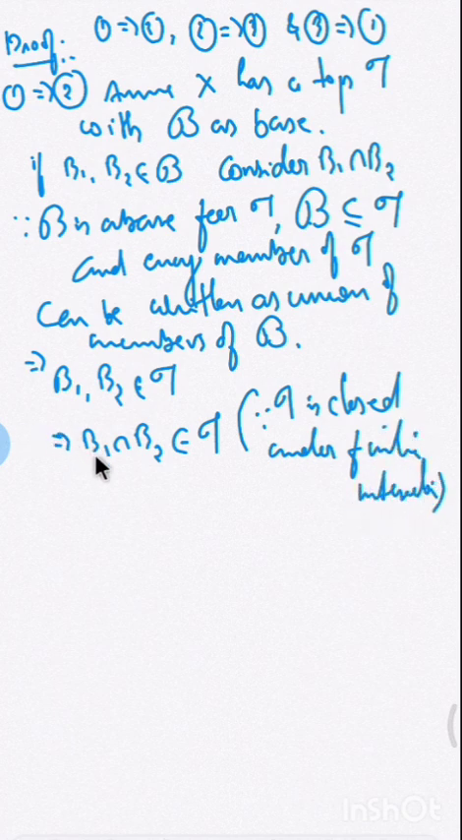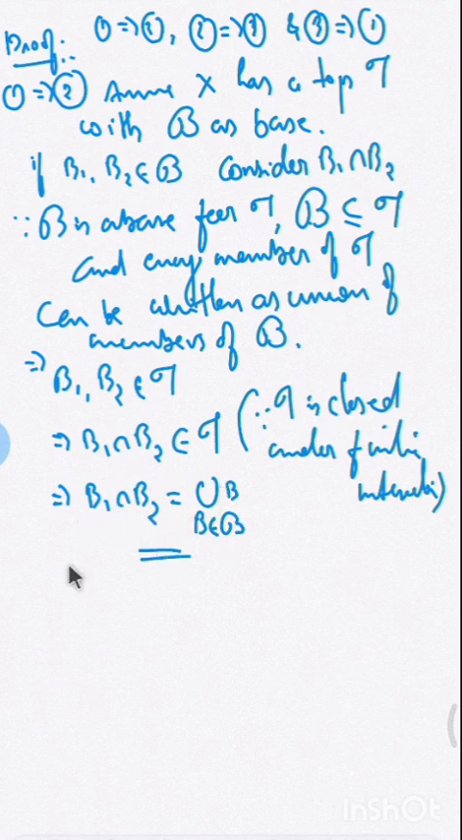Okay. Then as B1 intersection B2 is a member of tau, again by this statement, every member of tau can be written as a union of elements of B. This implies B1 intersection B2 also can be written as a union of members of B in script B. So we get the second statement: B1 intersection B2 is a union of some members of script B. So 1 implies 2 holds here.